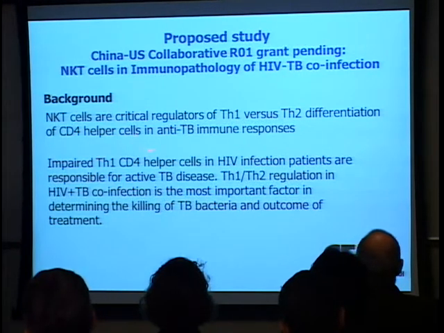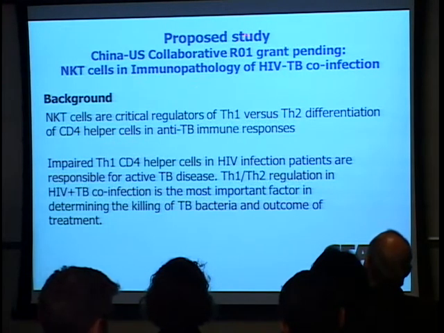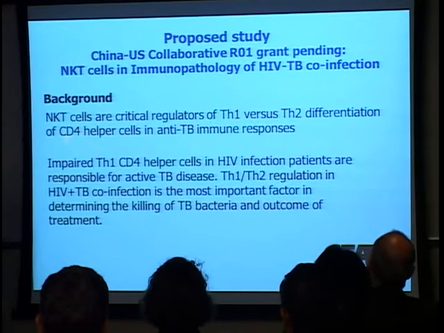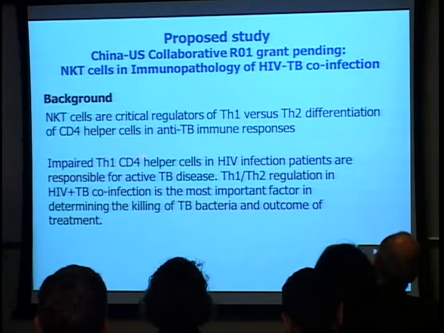We recently proposed a study. We have a grant pending. It's the China-US Collaborative R1 grant. This is based on the background that NKT cells are critical regulators of Th1 versus Th2 differentiation for the CD4 helper cells in anti-TB immune responses. And it is known that impaired Th1 CD4 helper cells in HIV infection are responsible for active TB disease.